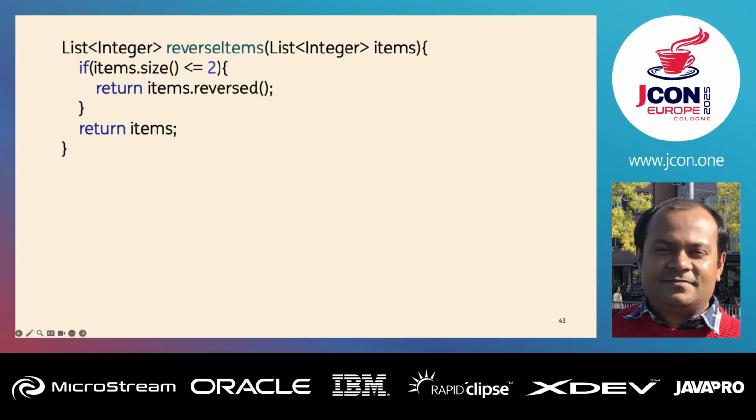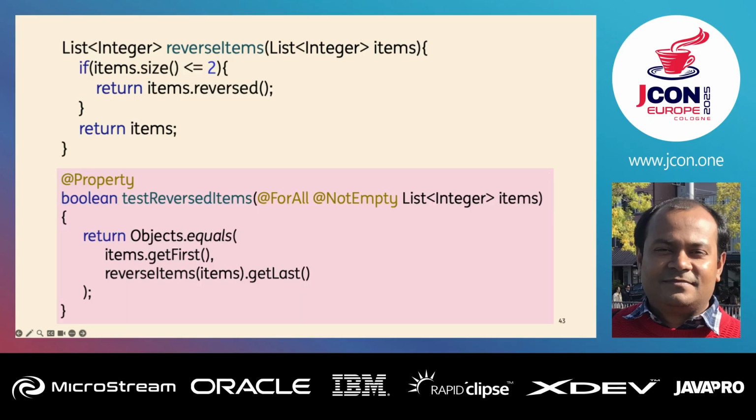Shrinking is the next thing that I want to talk about. This is, again, a trivial example. Let's say I have a reverse item function wherein I'm trying to reverse a list, but the implementation, of course, has a bug in it. We'll try to see how Jqwik helps us get to that bug. I write test cases for this. For all non-empty lists of integers, I am asserting that the property of a reverse would be that the first item would be the same as the last item after reversal.